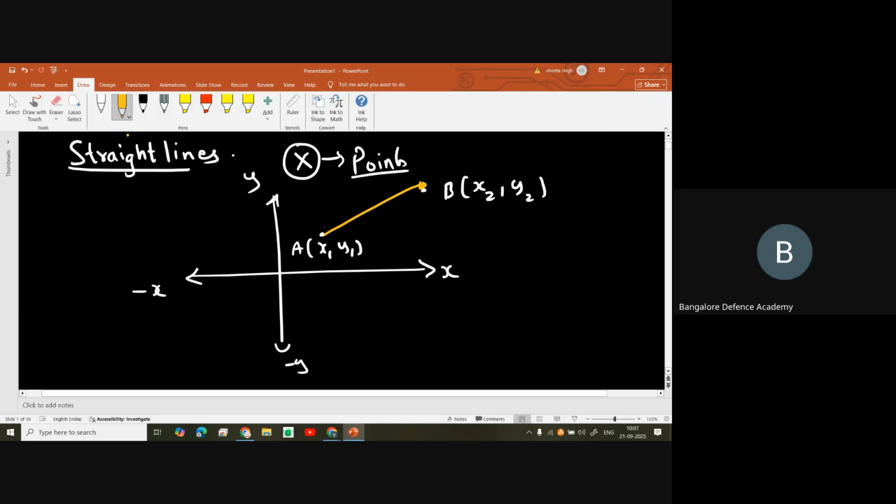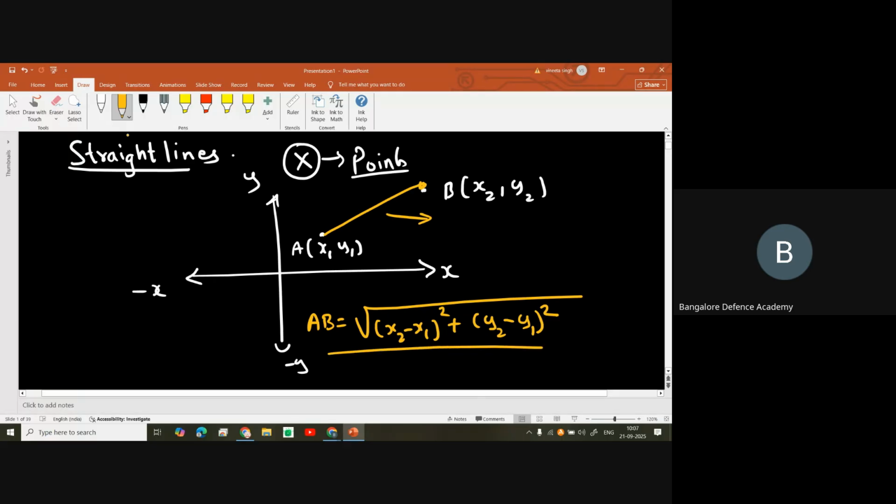Imagine this is the line AB. So find the distance AB. We have a formula called the distance formula, that is root of x2 minus x1 the whole square plus y2 minus y1 the whole square. So the chapter straight line is a continuation of that. We'll have to start with the distance formula.